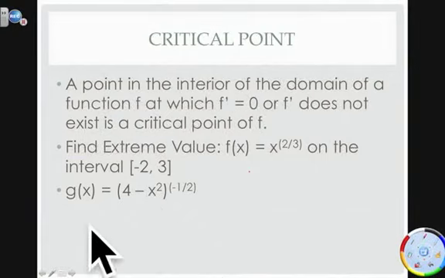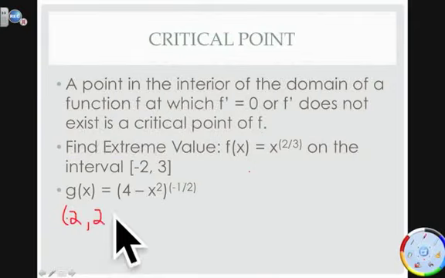This is 1 over the square root of something, and everything under the square root has to be greater than or equal to 0. But it can't be equal to 0 because it's in the denominator. Those two points at the endpoints are -2 and 2. That's what makes this thing 0. So my domain is -2 to 2.